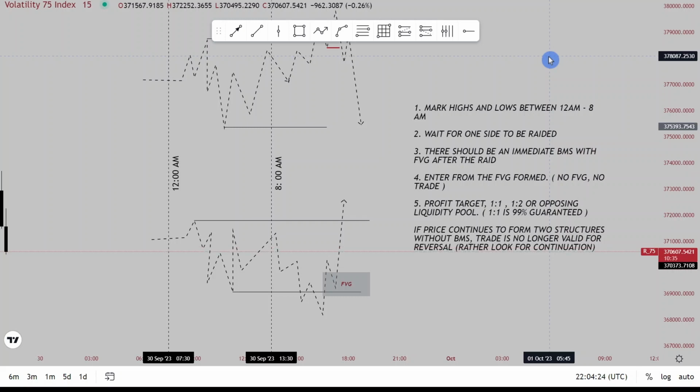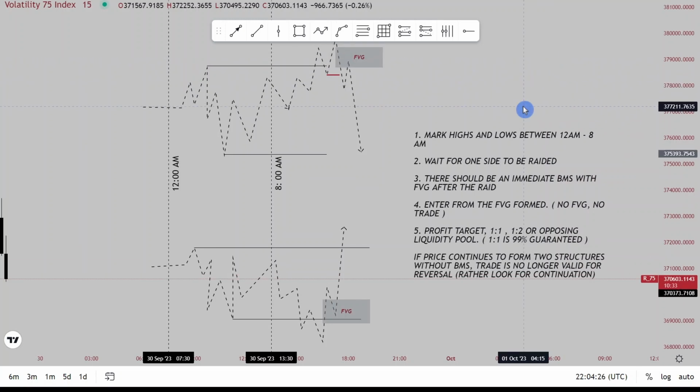Hello guys, in this video I'm going to show you my 15-minute scalping strategy or day trading strategy that I use on synthetic indices. Okay, and this strategy has to do with liquidity sweep of specific highs and lows of a specific time of day, and I look for reversal patterns or possible continuation patterns depending on how price behaves. Okay, so now let's look at the rules.